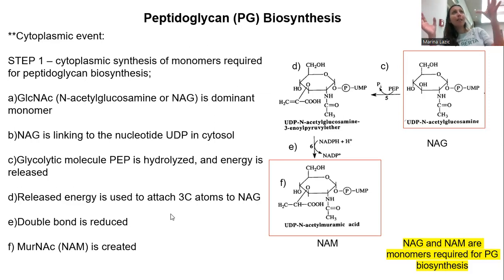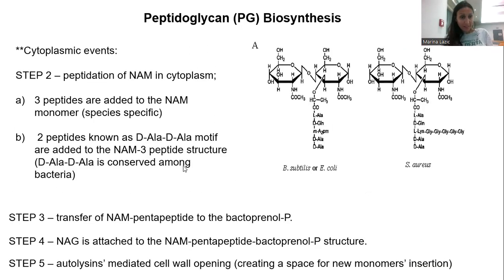So basically, the point is that before you start this synthesis of peptidoglycan, you have to build the monomers required for it. Monomers are NAG and NAM. NAG is the dominant monomer, and NAG is used to make NAM. How do you make NAM? NAG, UDP, PEP hydrolysis, NAM. So again, I know it's an intensive process, but we can practice.